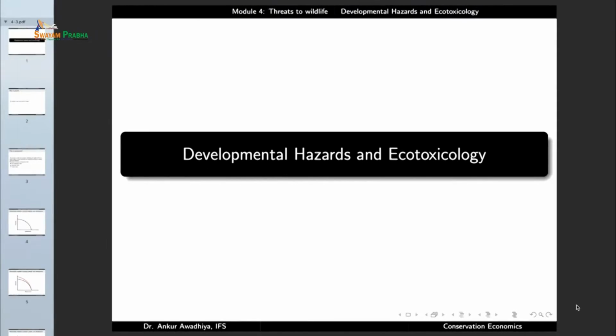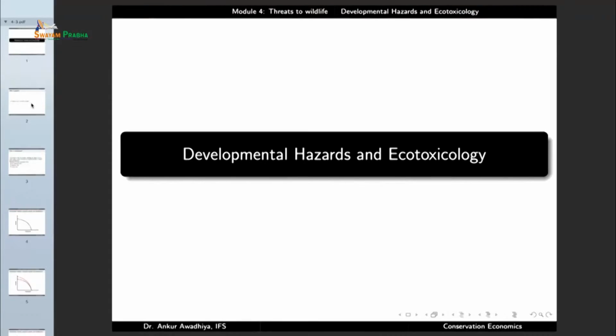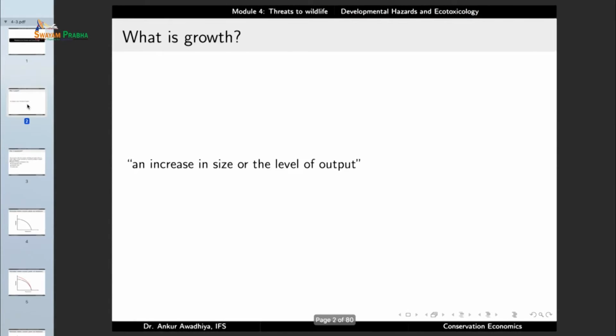Namaste. We carry forward our discussion on the threats to wildlife, and in this lecture, we'll have a look at developmental hazards and ecotoxicology. Now, you must have heard in a number of circumstances that we are aiming for economic growth and we are aiming for economic development. The question is, are both of these the same? Or is there a difference between economic growth and economic development? So let us look at what growth and development mean.